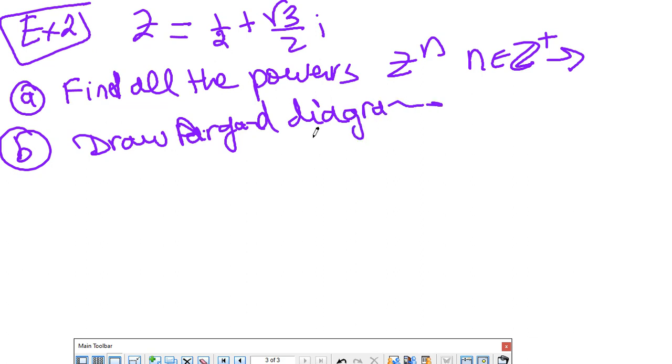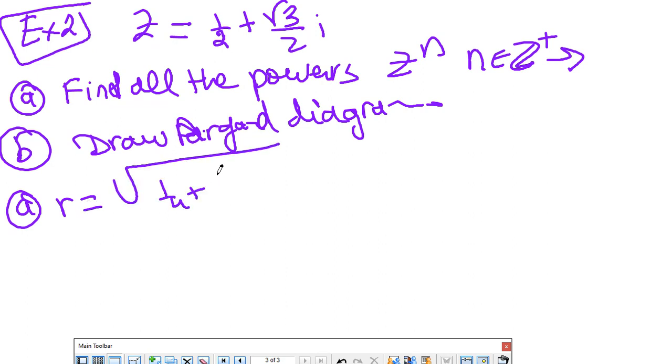So the best way to do this exercise, first, as usual, we need to change it to the polar form. So to be able to do it, I need to change it to the polar form. So you need to find r. What is r? It's radical 1 over 4 plus 3 over 4. So it's radical 4 over 4, so it's equal to 1.